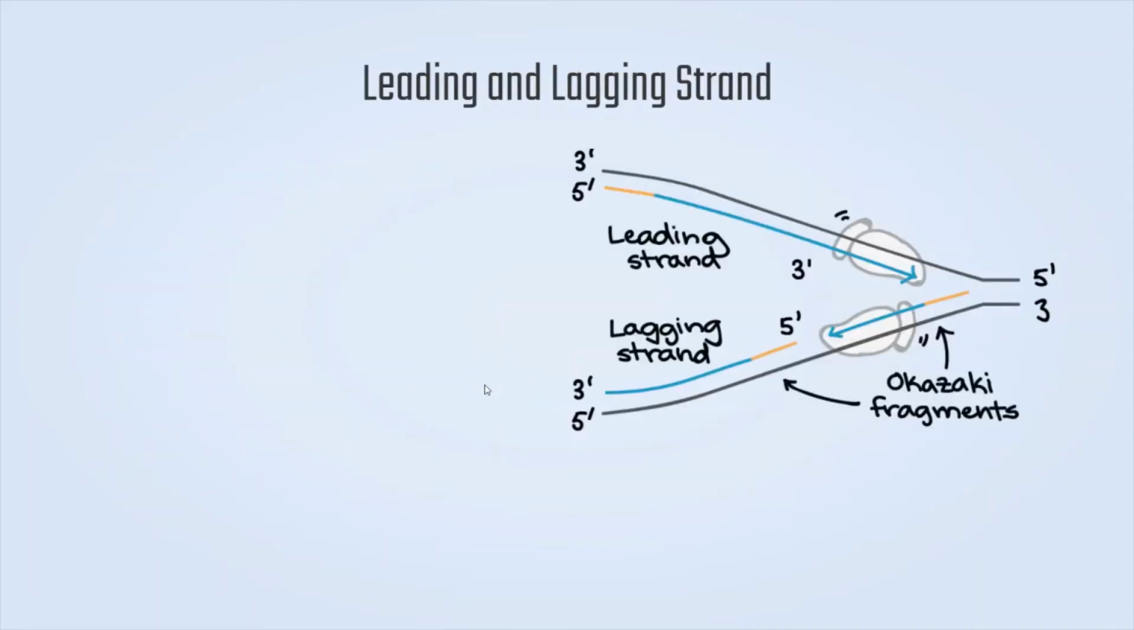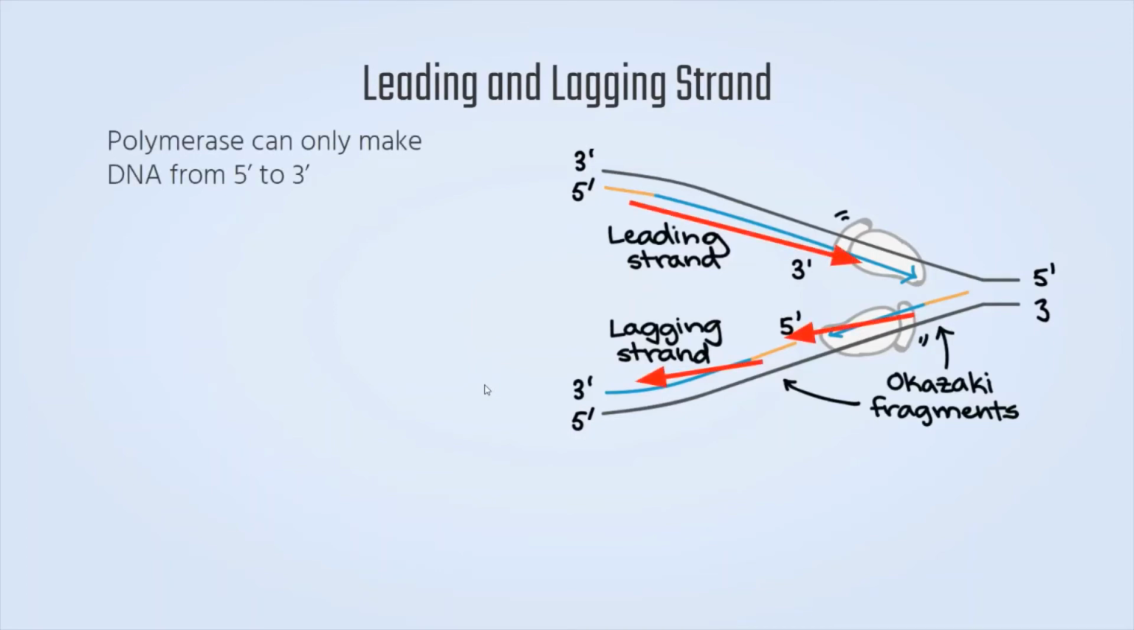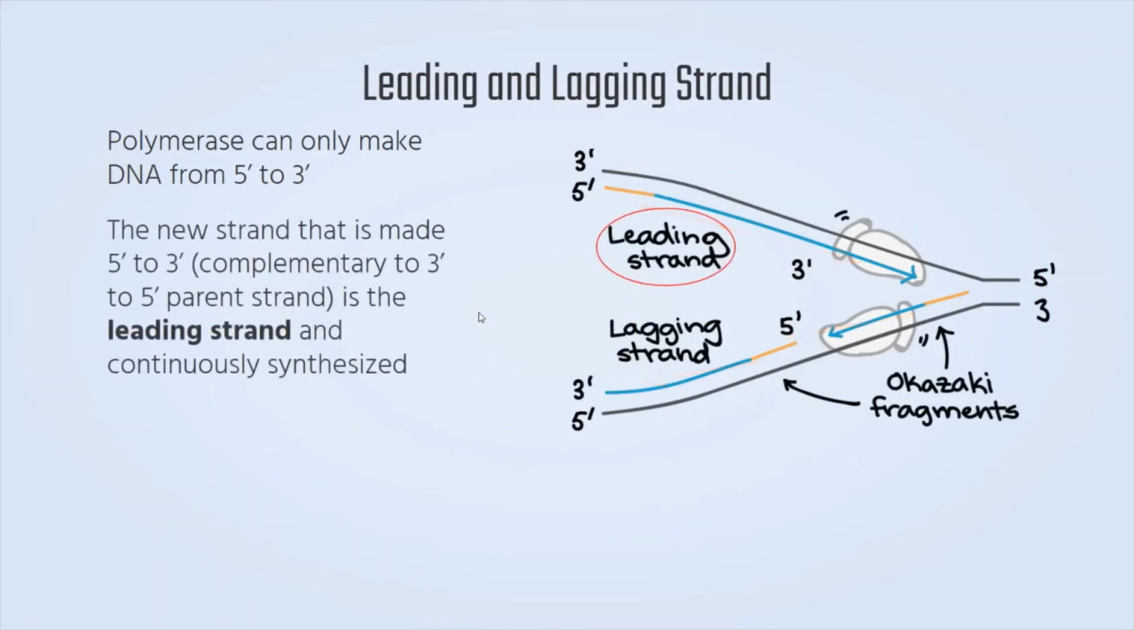Because DNA is double-stranded, there will be a leading and lagging strand. Because polymerase can only make DNA from 5' to 3', the strand that is being made 5' to 3', which is complementary to the 3' to 5' parent strand, is called the leading strand and is continuously synthesized, because after the primer is made, the DNA sequence is able to smoothly create more nucleotides.